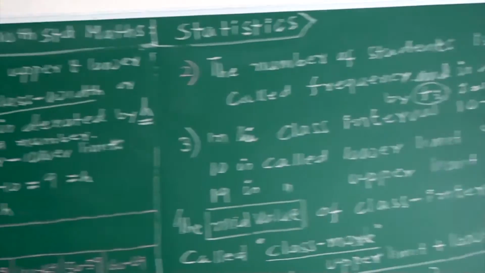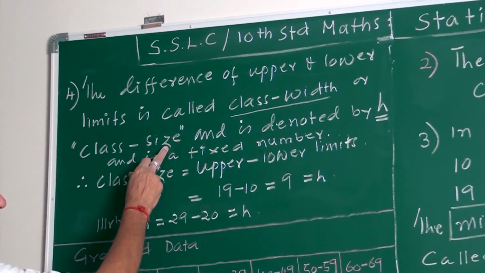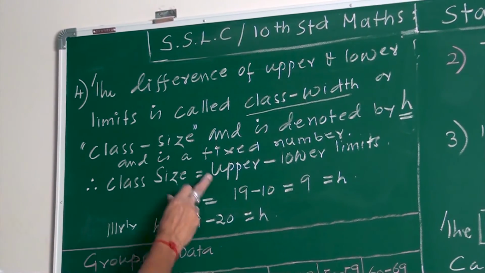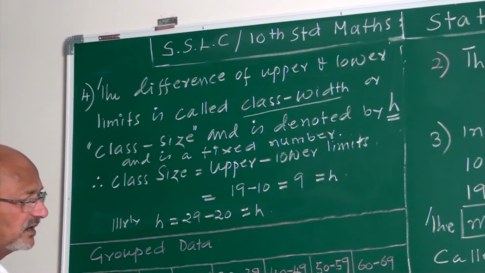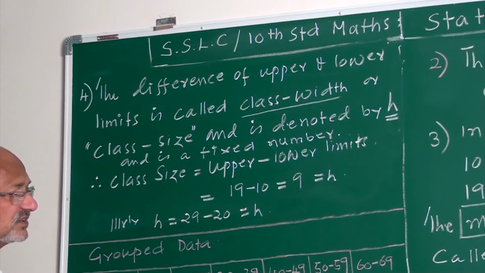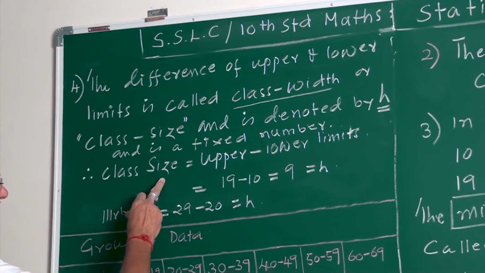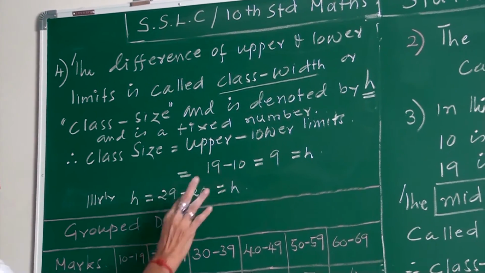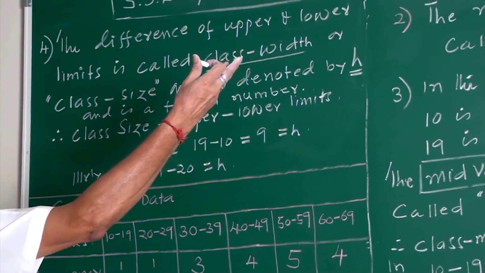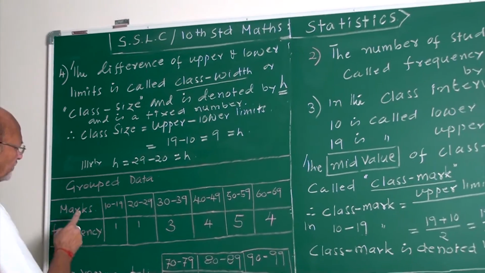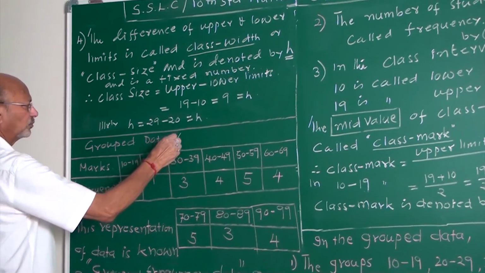Another important thing is class size. Class size means it is a difference, and class mark means it is a sum. Class mark is a sum. Class size is the difference. Remember, my friends, that is frequency. This is about, my friends, the grouped data.